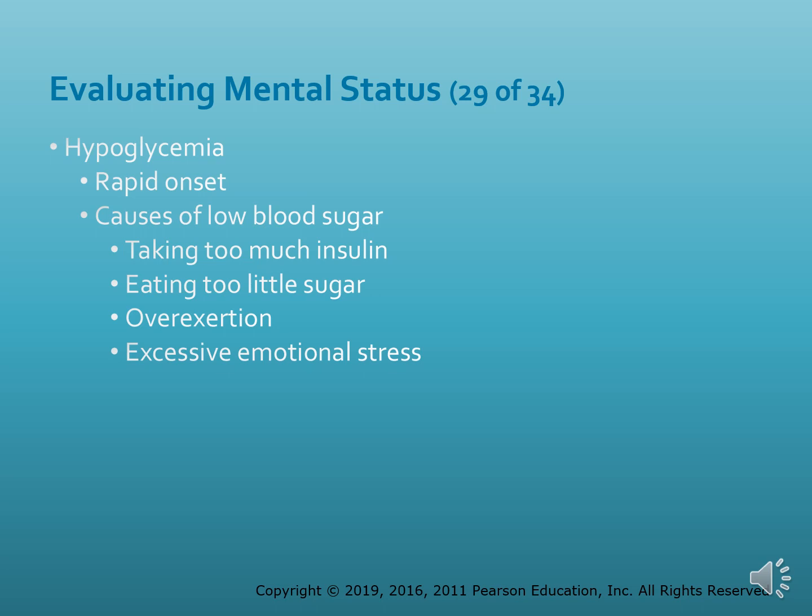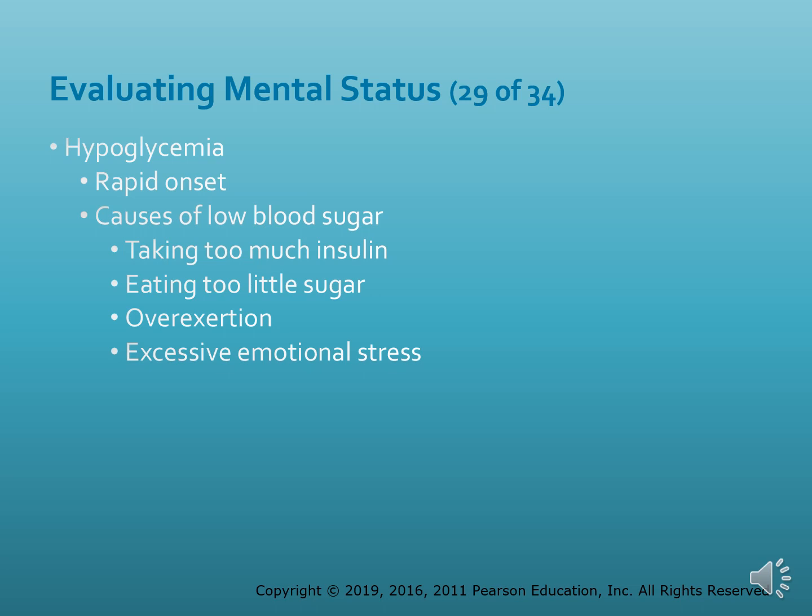Hypoglycemia, on the other hand, is a rapid onset. Some different causes of low blood sugar are taking too much insulin, eating too little sugar, overexerting yourself, or excessive emotional stress. So hypoglycemia is more frequently seen in the emergency setting, and these patients can be combative if their sugars are low enough, and they can be unresponsive.